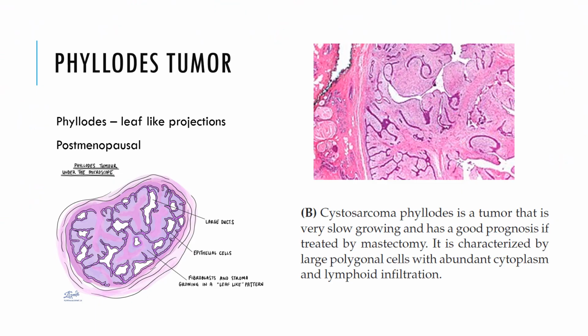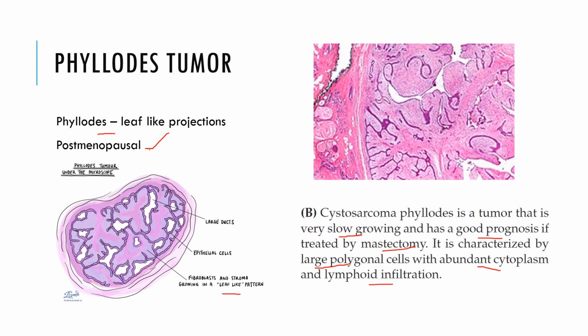Now coming to Phyllodes tumor. Phyllodes means leaf-like projections. It's usually in postmenopausal women. So postmenopausal women also can have benign conditions like duct ectasia. They can have Phyllodes tumor. Phyllodes tumor is usually a benign condition. It's very slow growing and has a good prognosis. It can be treated by mastectomy. It's characterized by large polygonal cells with abundant cytoplasm and lymphoid infiltration in a leaf-like pattern.